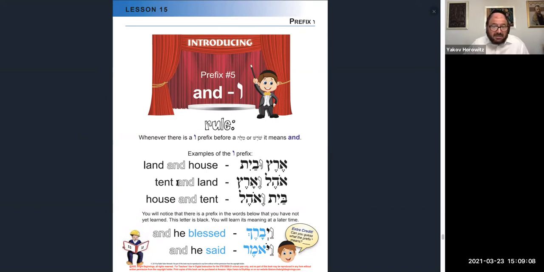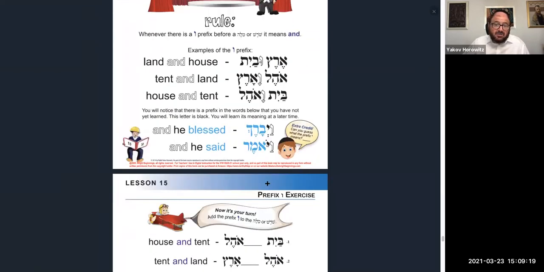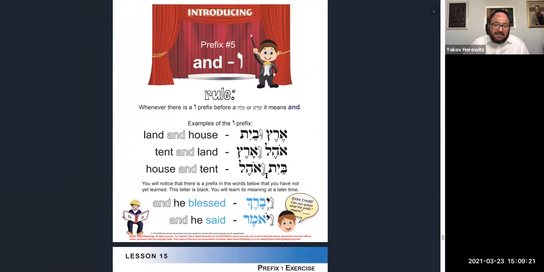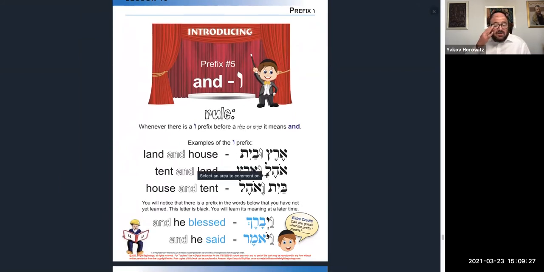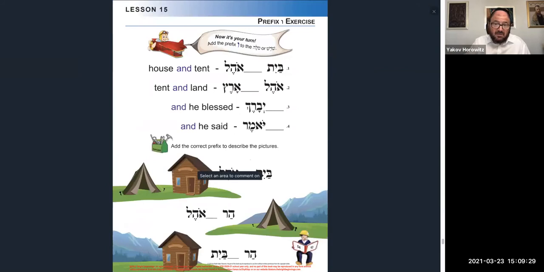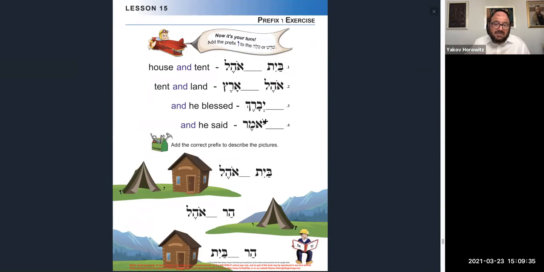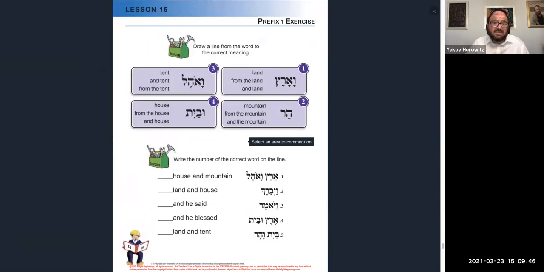If you see, the font directs you, the fact that this is like a hollow font connects that with the hollow vav there. And we have here vayivarech, and he blessed. That yud, the prefix yud, we're not going to start until we actually begin Chumash itself. So here, again, we flip it: bayis, house, and ohel, tent, so bayis ve'ohel. Same for that, again, and he blessed, so vayivarech. Those are just general exercises.